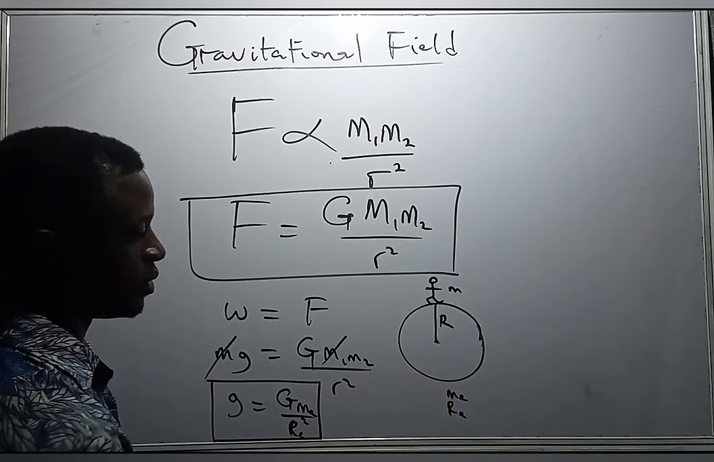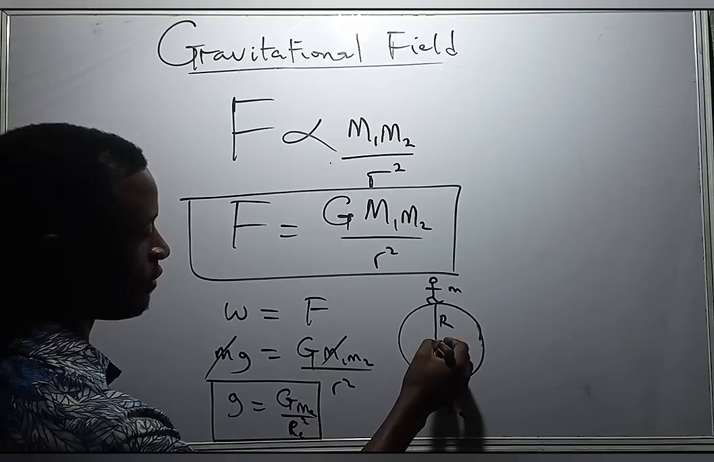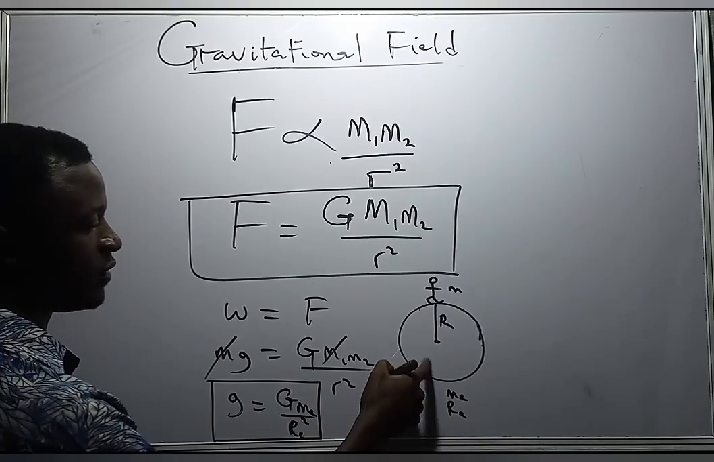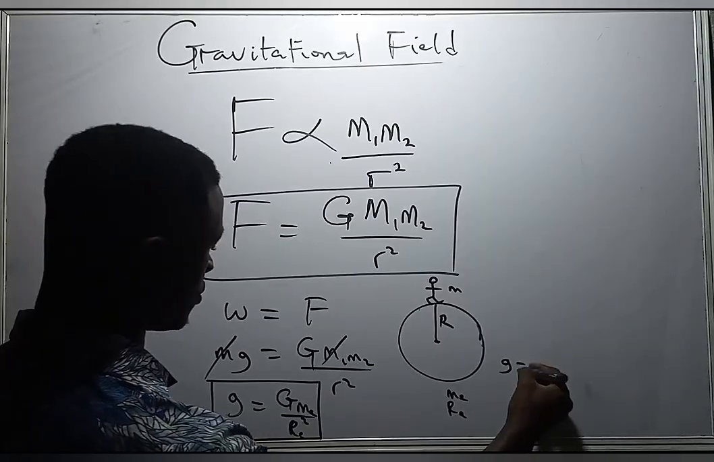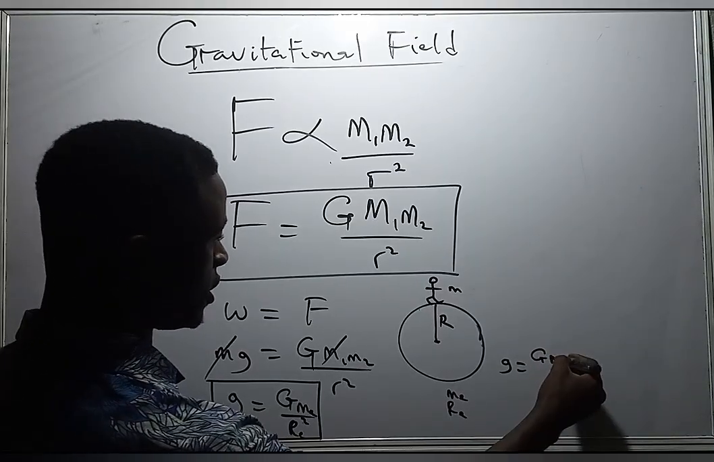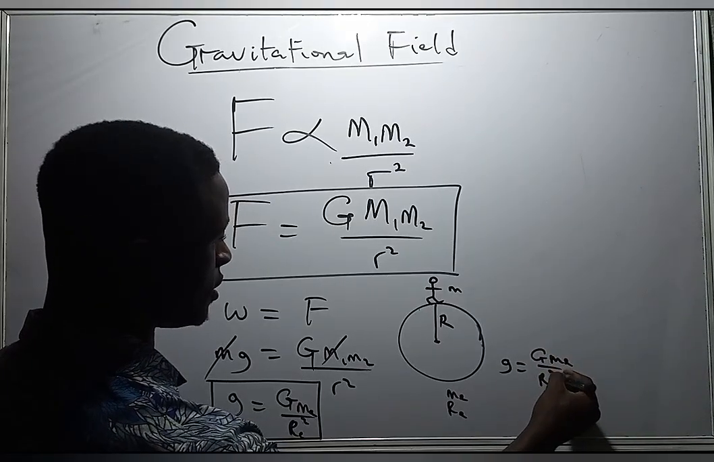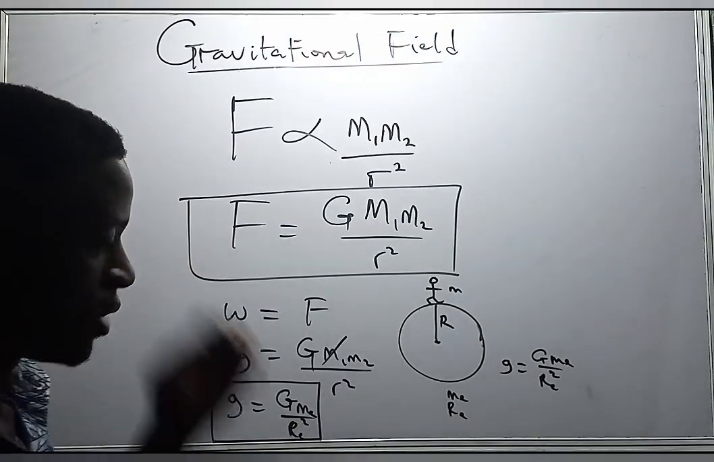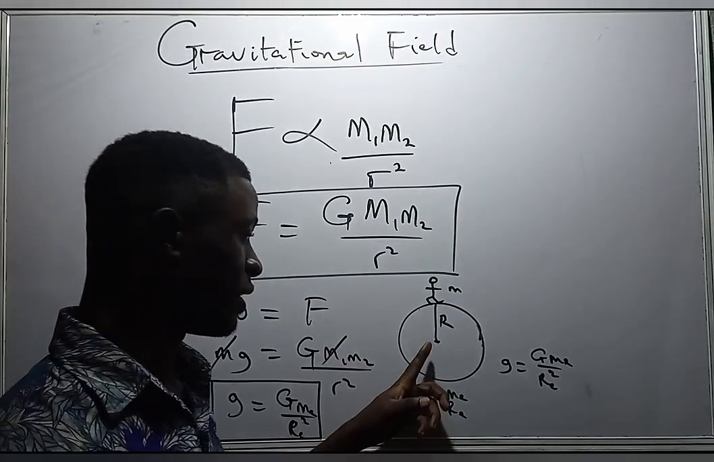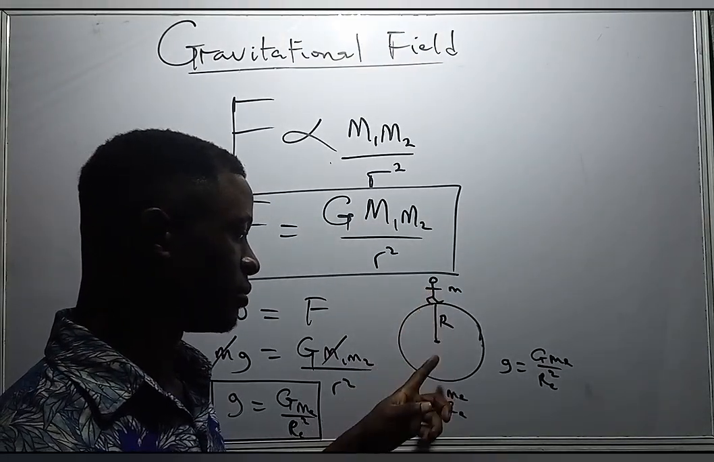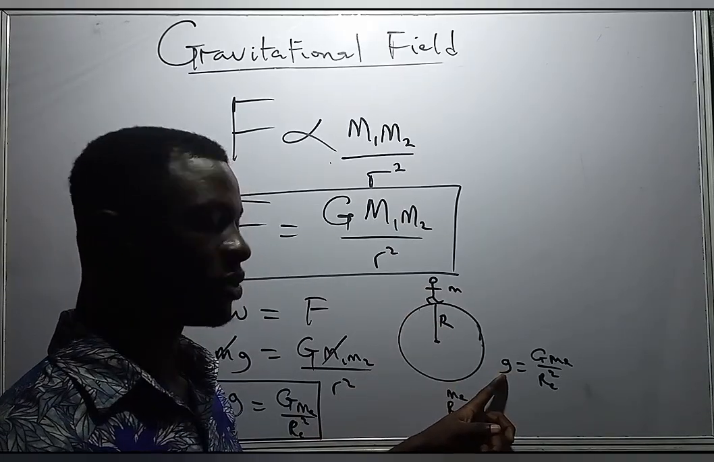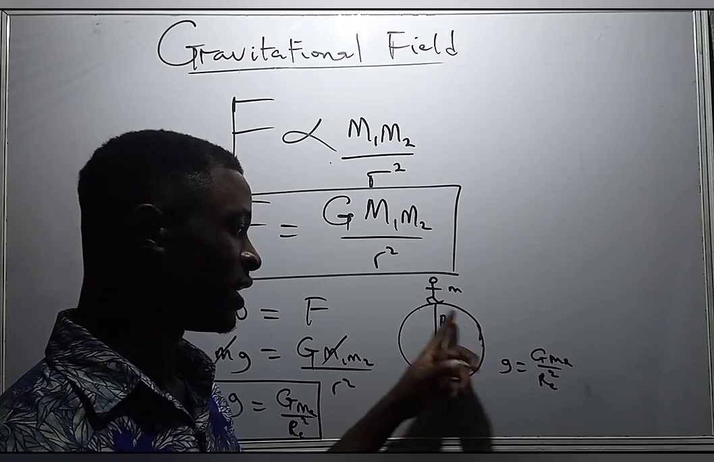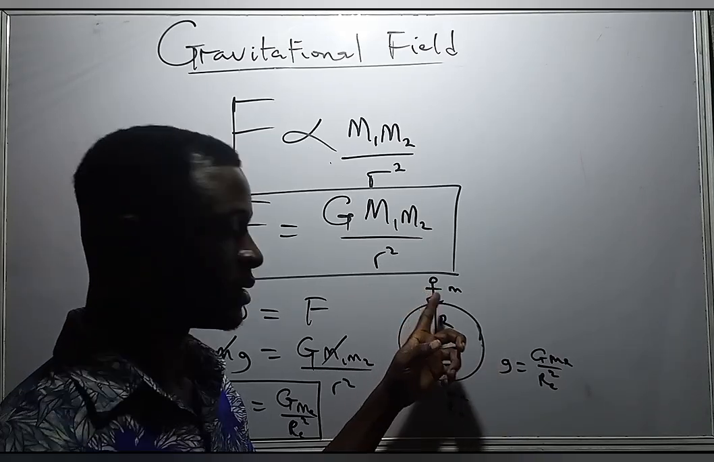Now, if I want to calculate the gravitational force of the Earth on this person, I can just use this formula directly. g is equal to GM_E over R_E squared. So if I want to calculate the gravitational pull of the Earth on this person, I'll just use this directly. Like I said the other time, this also stands for the gravitational field strength, as this person is on the surface of the Earth.